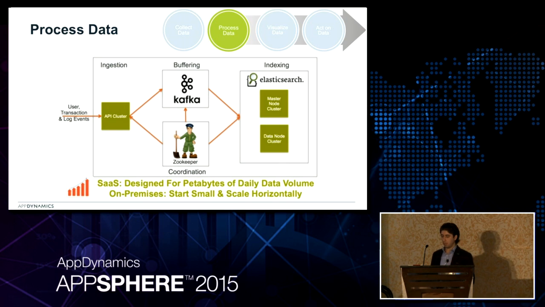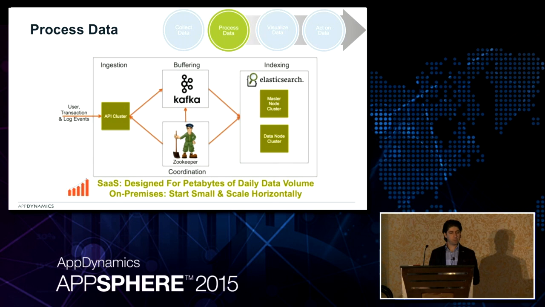So how do we process the data? Transaction, BTs, browser, mobile, all that data goes to our API cluster. We have Kafka for messaging, which is our buffering protocol. And then we have Zookeeper for coordination, so which data goes where. And then we have Elasticsearch, the place where we store the data.